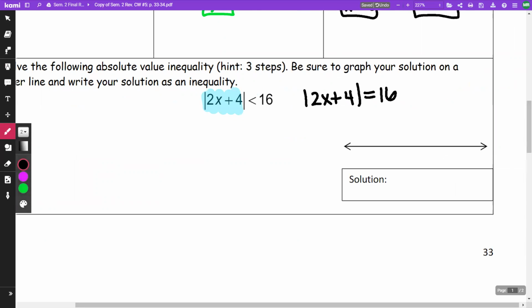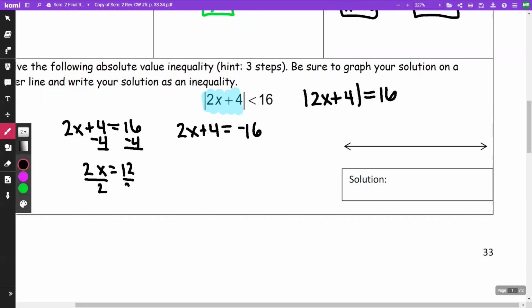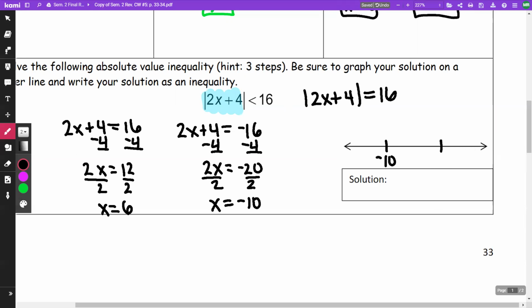So I'm going to write my two equations: 2x plus 4 is equal to 16, and 2x plus 4 is equal to a negative 16. I am going to minus 4 from both sides. I get 2x is equal to 12. I divide by 2, and I get, as one of my boundary points, x is equal to 6. I'm going to subtract 4 from both sides. I get 2x is equal to a negative 20. I divide both sides by 2, and I get x is equal to negative 10. So both of those are boundary points. I'm going to have a negative 10 and a 6 here.